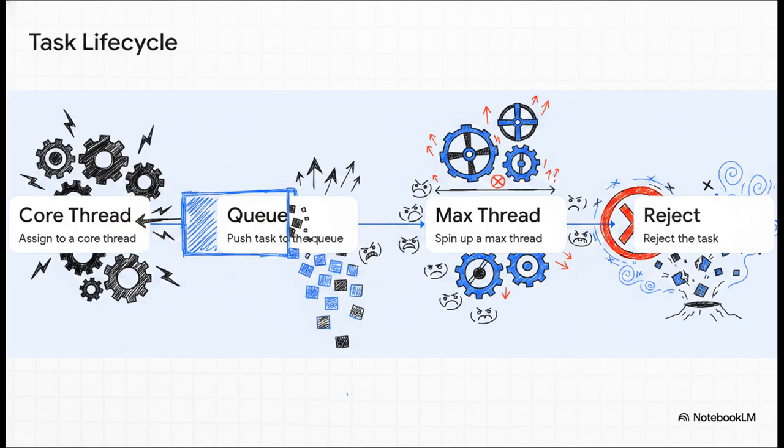Let's walk through exactly what happens when a task arrives. Step 1, it gets assigned to a core thread. Simple enough. But if all those core threads are busy, it does not immediately spin up a new thread. No way. Step 2, it's shoved into a queue. Step 3, only when that queue is completely 100% full will the system finally panic and spin up new threads up to that maximum limit. And then step 4, if those max threads are hit and the queue is still full, the task is flat out rejected. Now, keep that queue step in mind, because that is exactly where the murder happens.